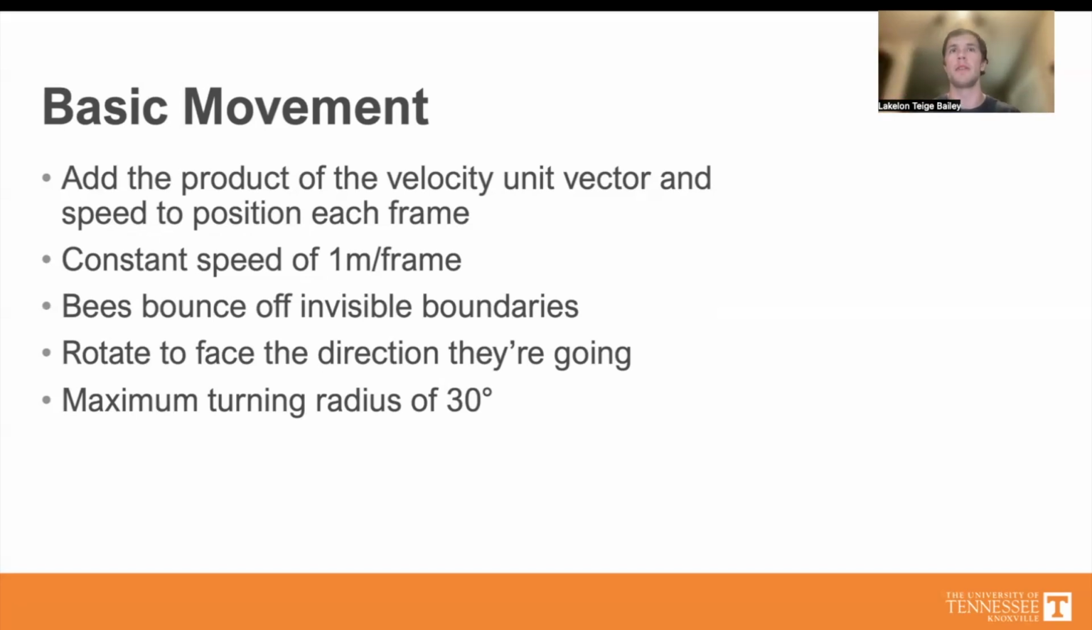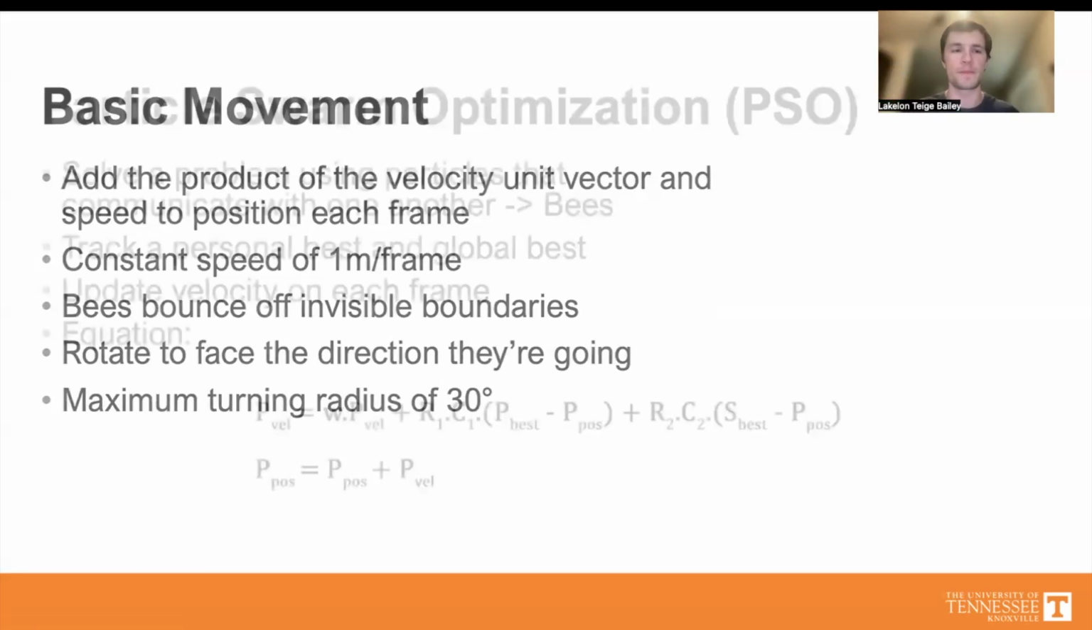I implemented some functionality to make the bees always rotate to face the direction they're moving in 3D space. And I gave the bees a maximum turning radius of 30 degrees just to contribute to some natural movement and swarming around flowers instead of them moving in very blocky formats.